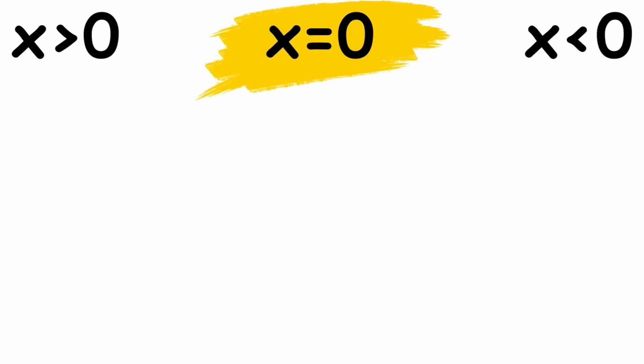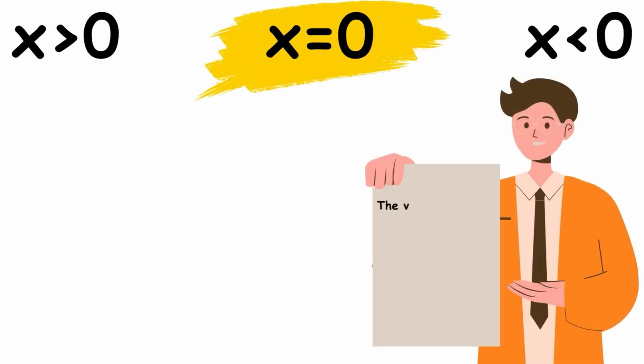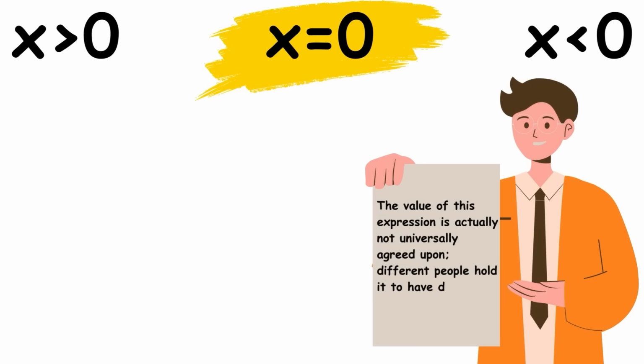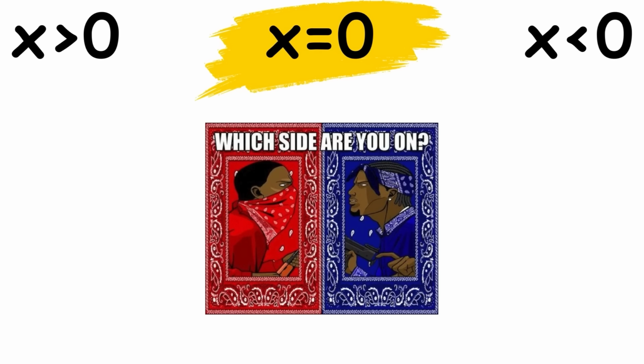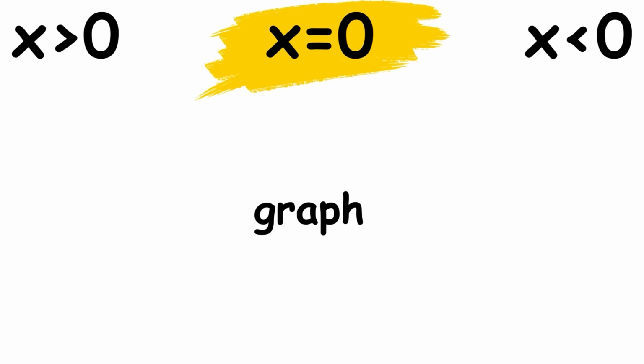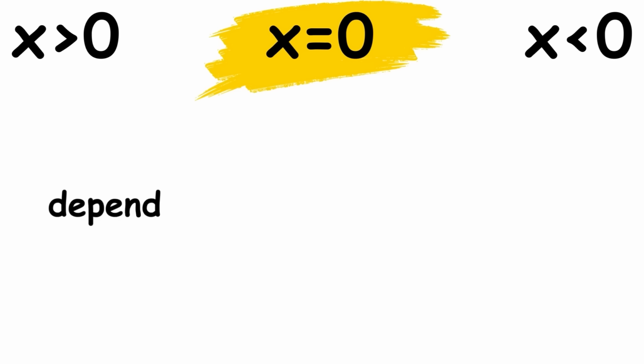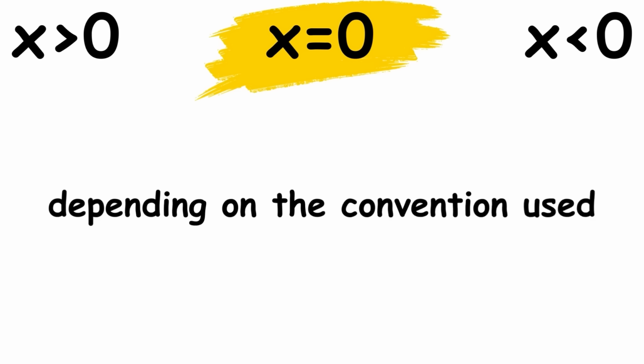As for x equals 0, that would require evaluating 0 to the power of 0. The value of this expression is actually not universally agreed upon. Different people hold it to have different meanings or different justifications. It is conventionally either given the value of 1 or left undefined, so the graph may or may not include the point (0, 1), depending on the convention used.